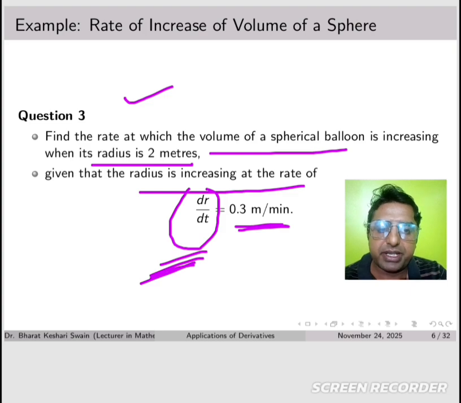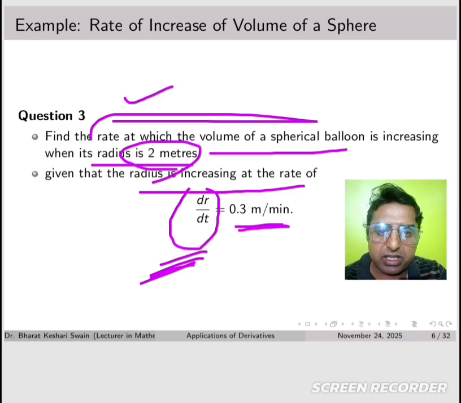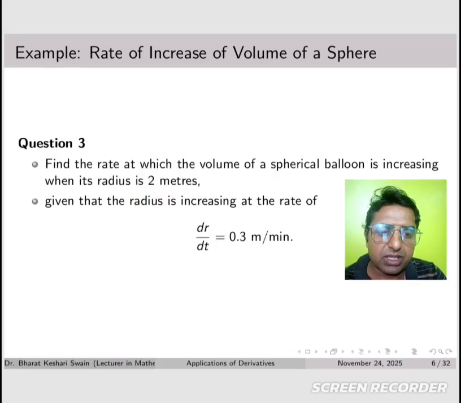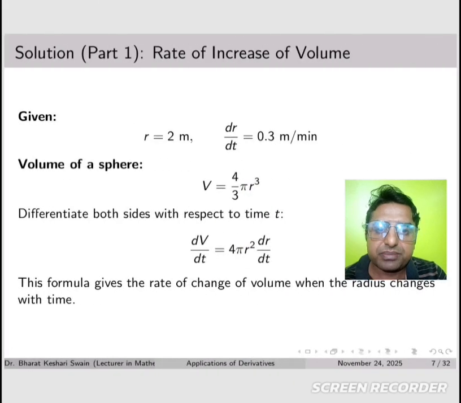So dr by dt is 0.3 meter per minute. It is given, and the radius is given as 2 meter. And what is to find? To find the rate at which the volume is increasing. The volume of what? The volume of the spherical balloon. So we have to find the volume of the spherical balloon and then find out the rate at which it will be increasing. So come to the next slide for the solution.